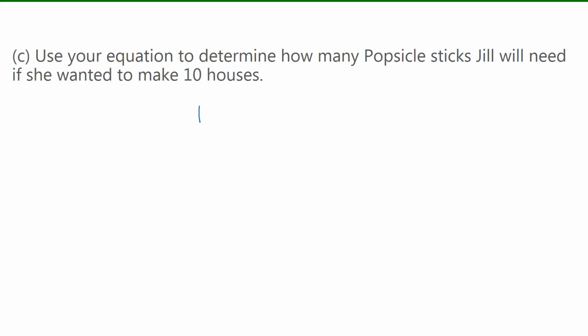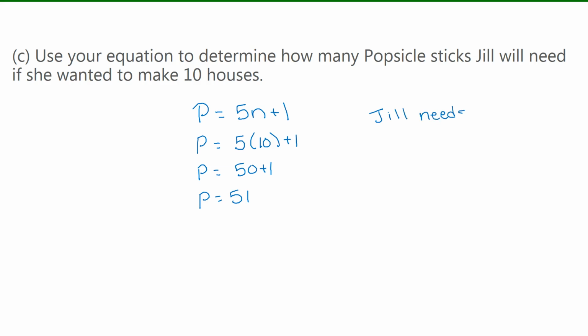And then the last part of this question wants us to use the equation to determine how many popsicle sticks Jill would need if she wanted to make 10 houses. So we'll replace our n value with 10. And we'll see that Jill would need 51 popsicle sticks. So let's write that down. Jill needs 51 popsicle sticks.